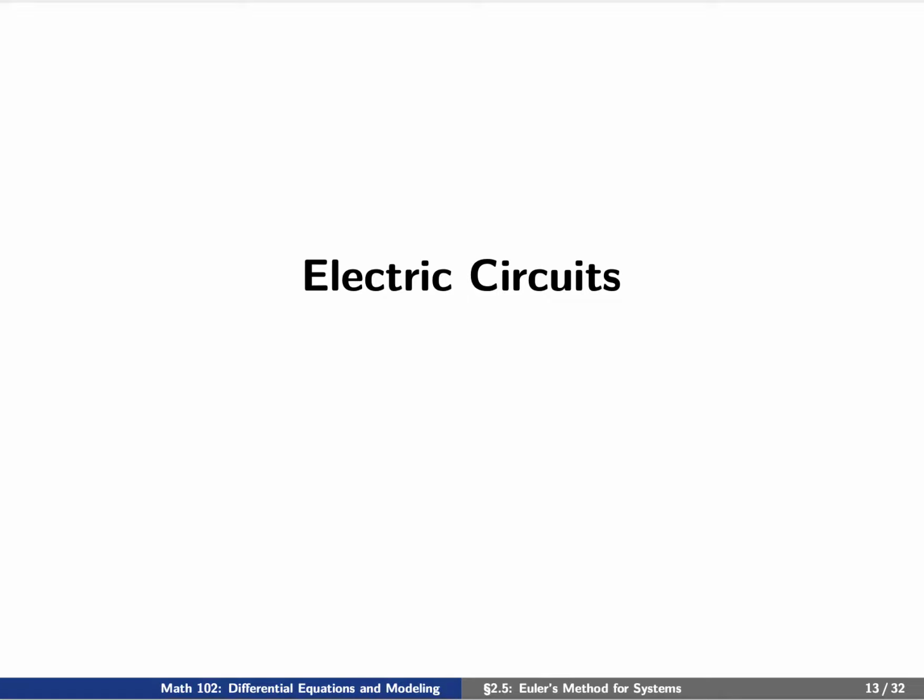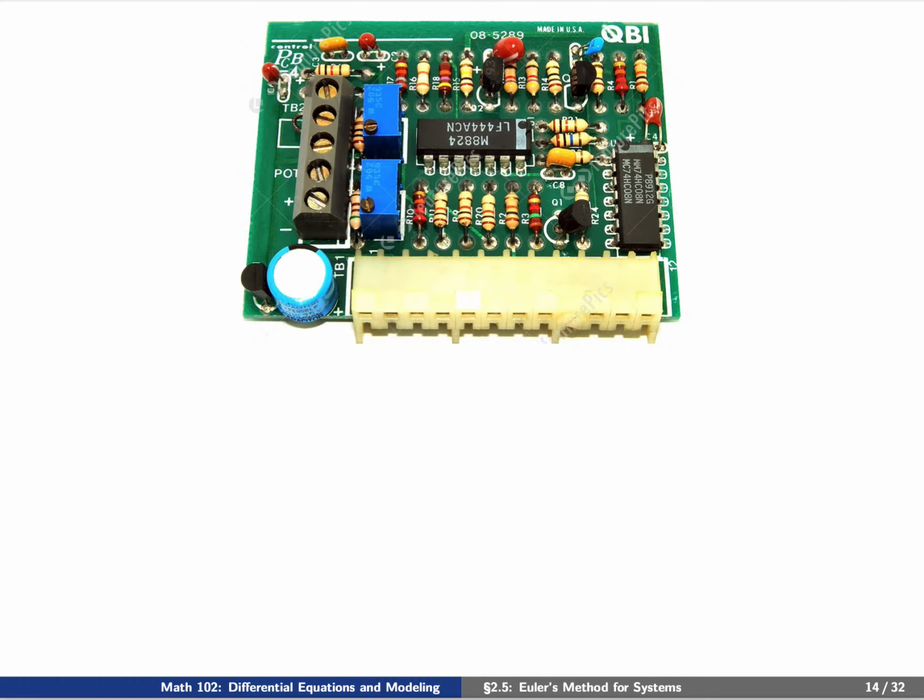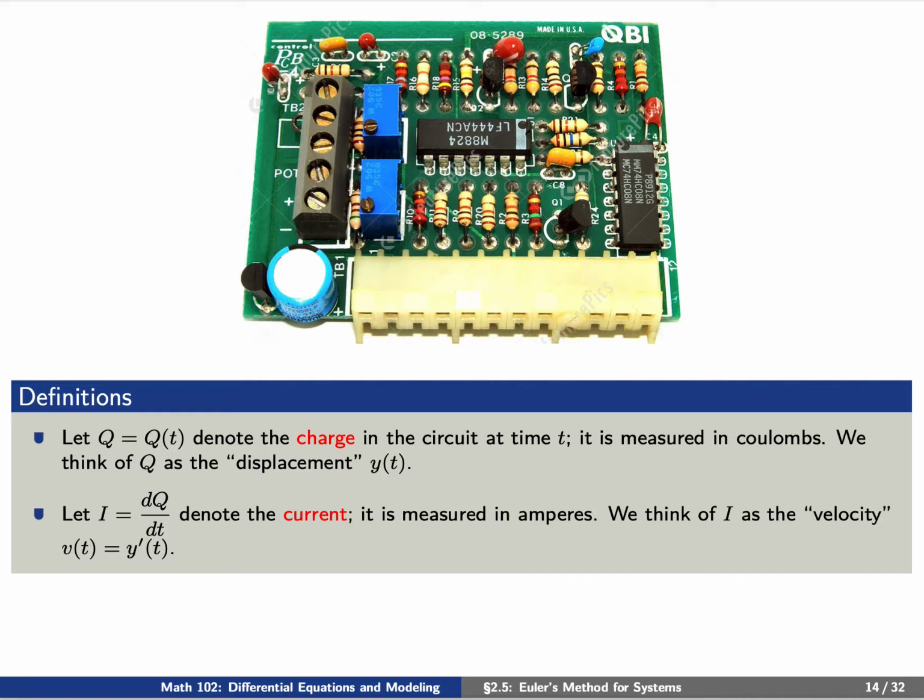Well, before we get into discussing voltage, we first need to discuss some properties of electric circuits. Here's an example of a circuit board. You probably have been very confused by all of these various components. We'll try to discuss a few of these today. But first, let's discuss some basic definitions that we'll need to focus on.